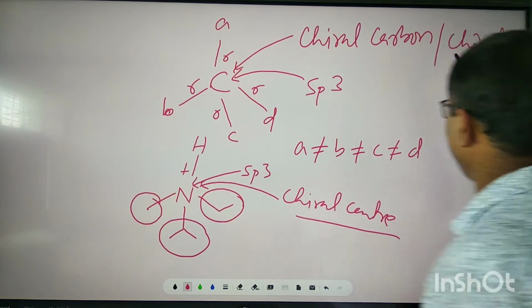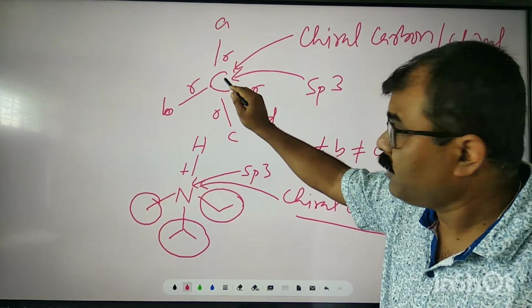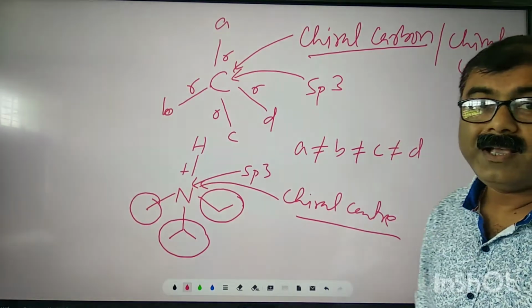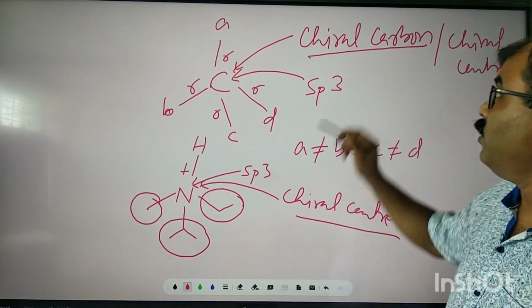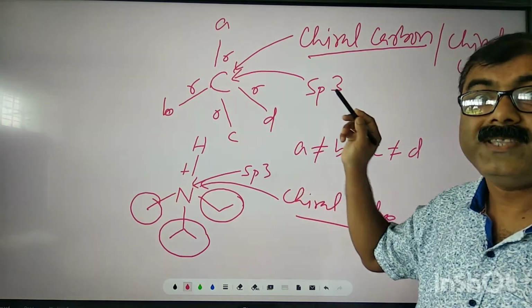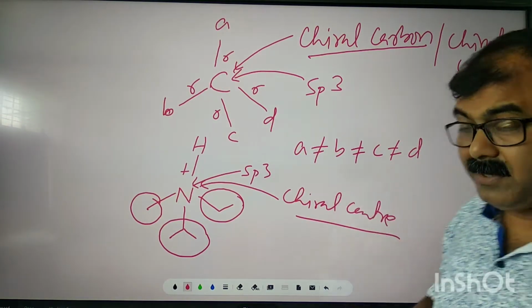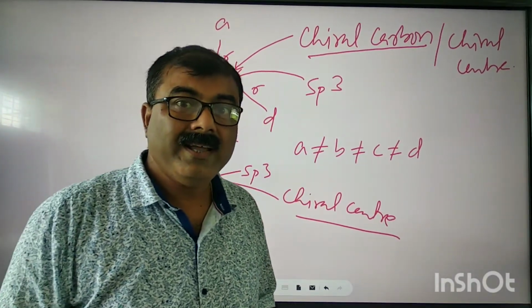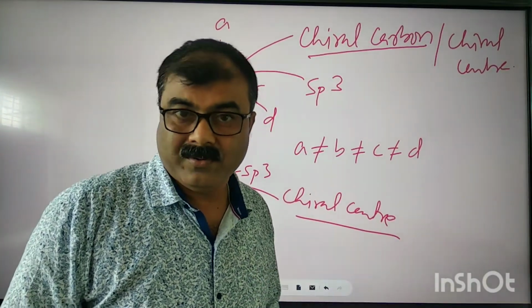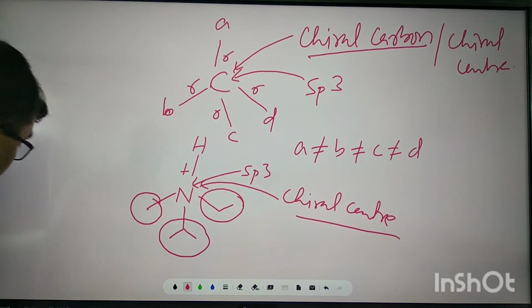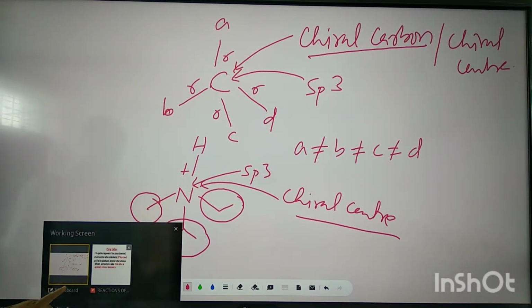Now, if the chiral center atom is carbon, then we say this is chiral carbon, or we'll say it is an asymmetric carbon or stereo center. But there is a little difference between stereo center and chiral carbon. We'll discuss in details now.